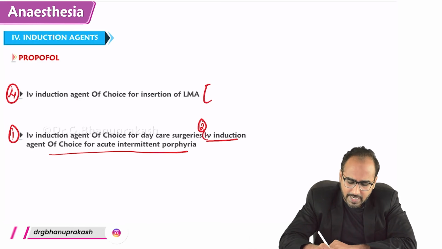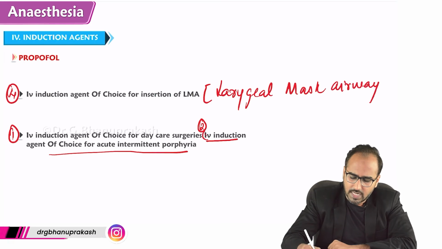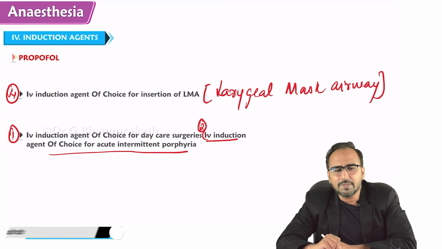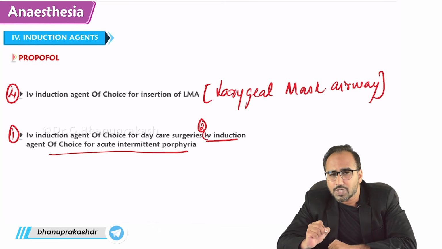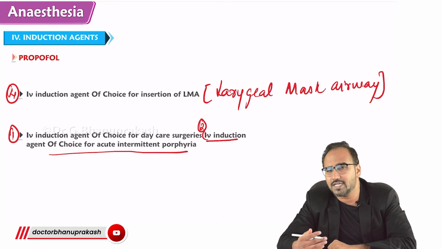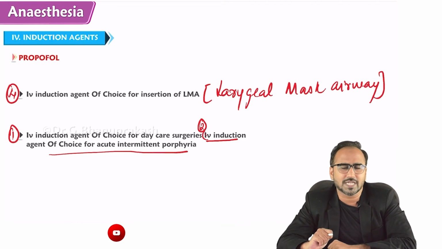What is this LMA, guys? LMA is laryngeal mask airway. It is a temporary airway device, commonly used when you are not able to intubate the patient. If you fail in your intubation, you go for bag mask ventilation. If you fail bag mask ventilation, you go for a temporary airway device, which is called the laryngeal mask airway. For insertion of the laryngeal mask airway, propofol can be used as an IV induction agent.